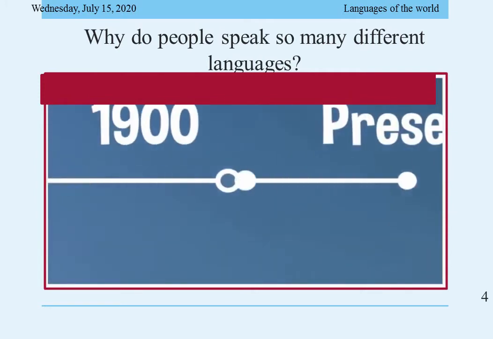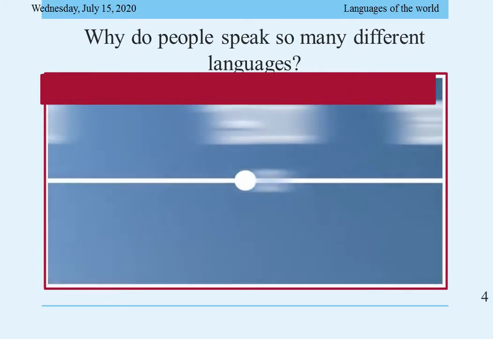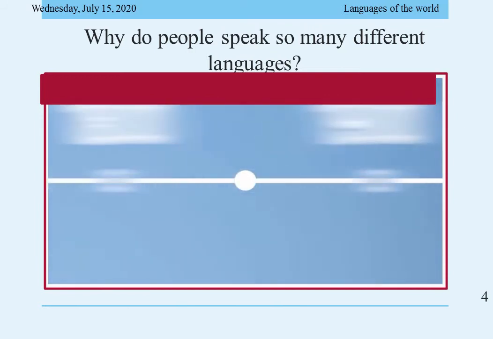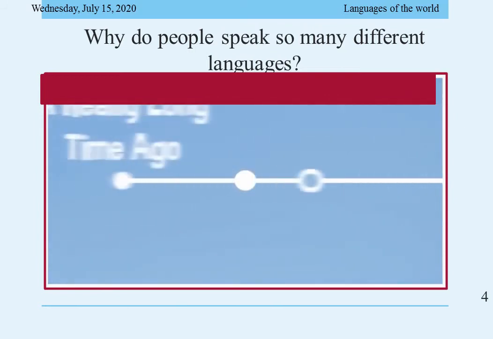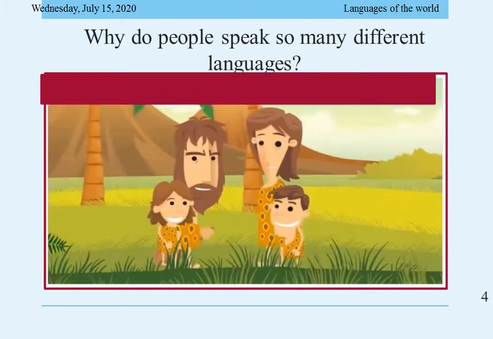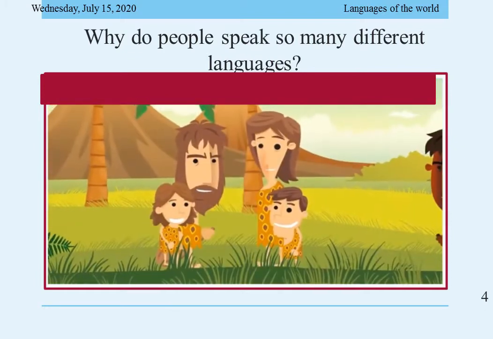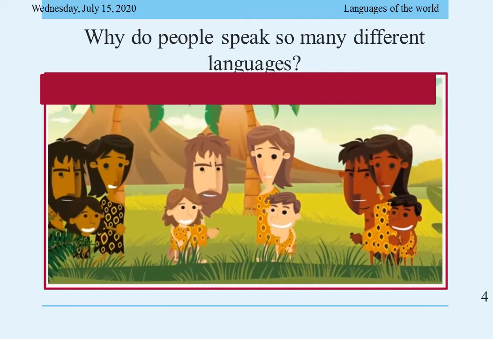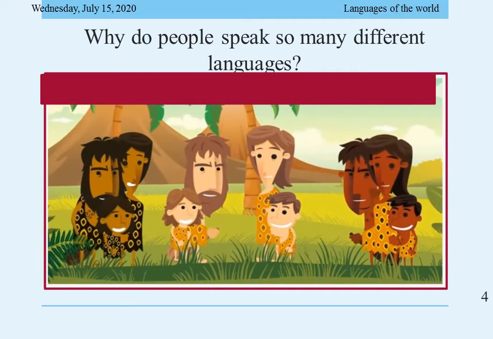So where did all these languages come from? To answer that, we need to go all the way back to when humans first started speaking. Experts aren't exactly sure when humans stopped using basic sounds to communicate and started speaking in different complex languages, but they do believe that human migration played a key role.